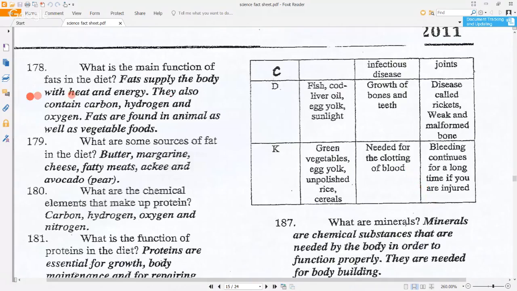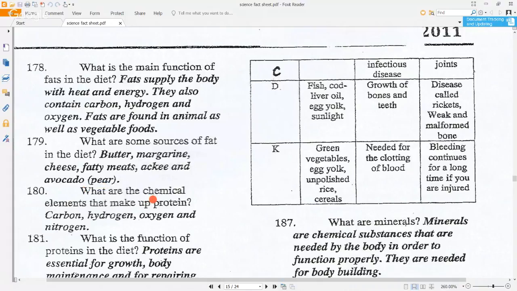Number 178. What is the main function of fat in the diet? Now, fat supplies the body with heat and energy. They also contain carbon, hydrogen, and oxygen. Fats are found in animals as well as vegetable foods. What are some of the sources of fat in the diet? Butter, margarine, cheese, fatty meat, ackee, and avocado, as in our pear.